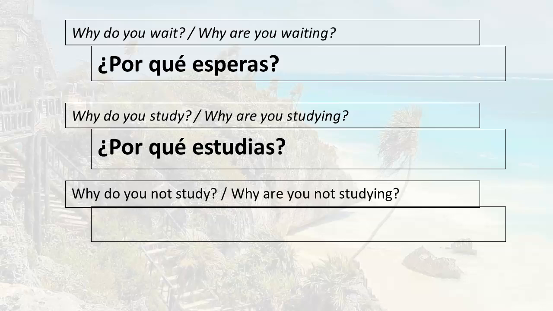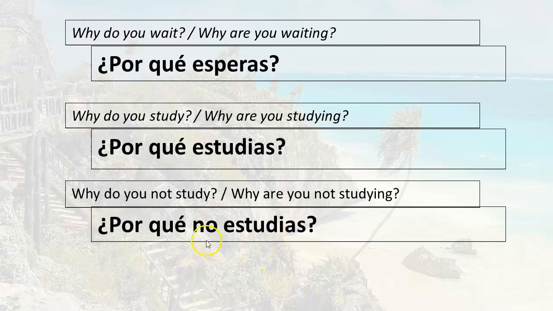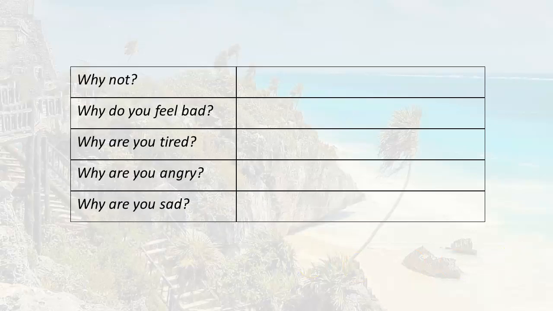Next question, why do you not study? Or literally, why are you not studying? Again, the question word por qué. And then we have estudias, and notice the negation always goes directly before the conjugated verb in the present tense. So simply, ¿por qué no estudias? ¿Por qué no estudias? Why do you not study? Why are you not studying? Or you might use a contraction in English, why aren't you studying? ¿Por qué no estudias? Let's look at some more examples.